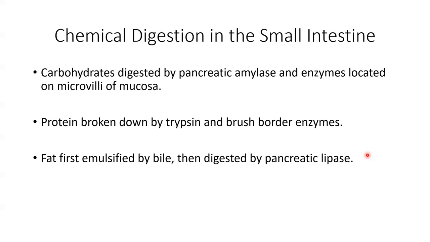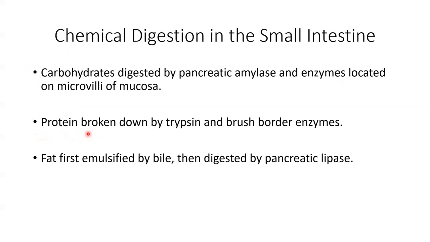Once the chyme arrives in the small intestine, the carbohydrate is broken down by our pancreatic amylase, as well as enzymes that are located on the microvilli of our mucosa. So remember those tiny little fingers that extend out from the absorptive cells in our mucosa. Carbohydrate is broken down to a monosaccharide, which is the form that it needs to be in to be absorbed by the body. So we break our carbohydrates down into monosaccharides.